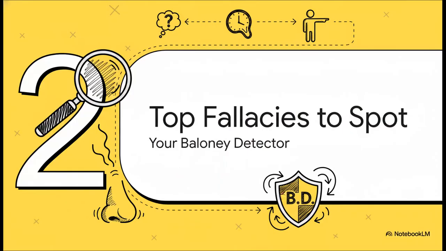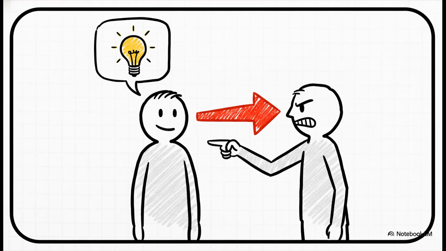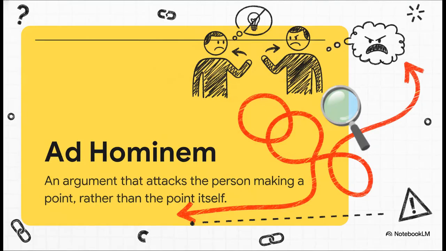All right, enough theory. Let's get practical. It's time to fire up what our source calls the baloney detector. We're going to take a look at 3 of the most common fallacies you're pretty much guaranteed to run into out in the wild. First up, we've got a true classic. This is probably the one you see 100 times a day online, the ad hominem attack. So what is it? Well, the name literally means to the person. And that's the whole move right there.